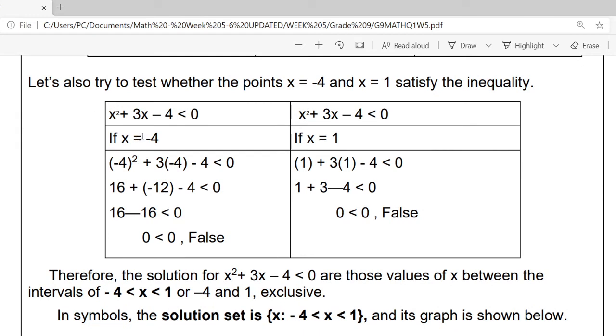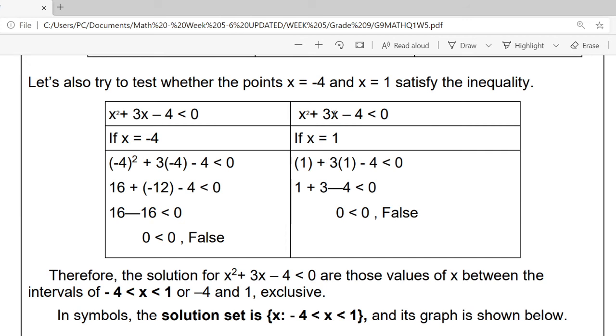If x is negative 4, negative 4 squared is 16. 3 times negative 4 is negative 12, minus 4, less than 0. So we have 16 minus 16 less than 0. Therefore, 16 minus 16 is 0, less than 0. Is 0 less than 0? False, because 0 is equal to 0.